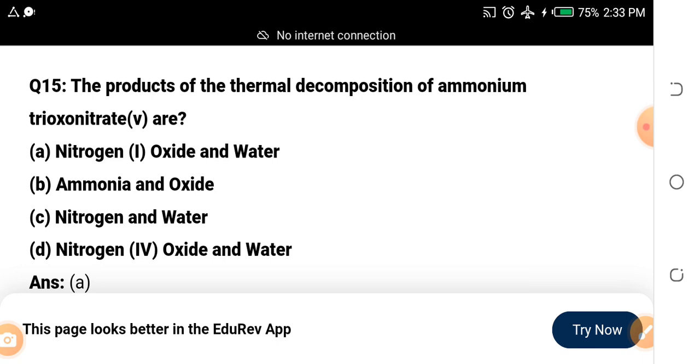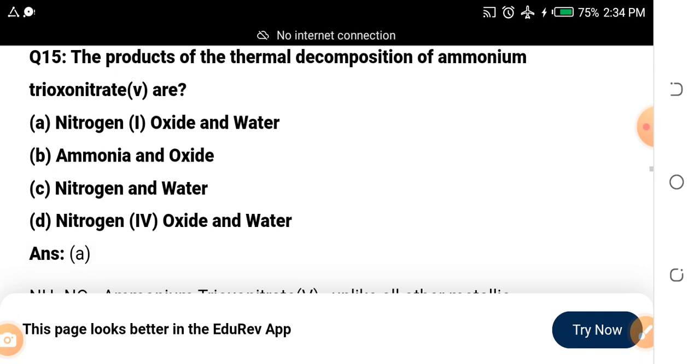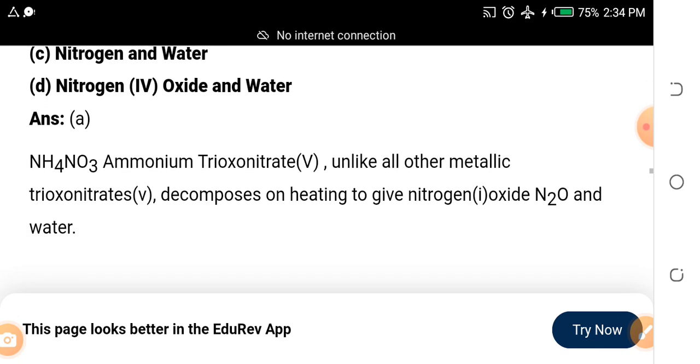Question number 15. The product of the thermal decomposition of ammonium nitrate are nitrogen oxide and water. A, ammonia and oxide. C, nitrogen and water. D, nitrogen dioxide and water. The answer is A. When you thermally decompose ammonium nitrate, you will get nitrogen oxide and water.